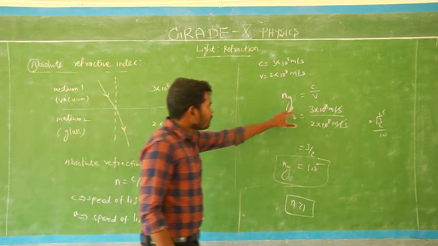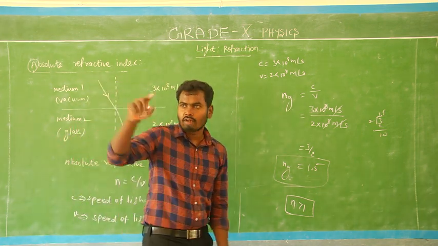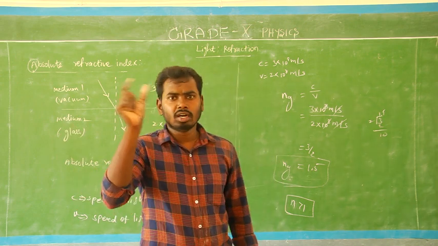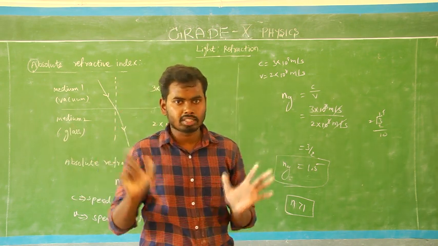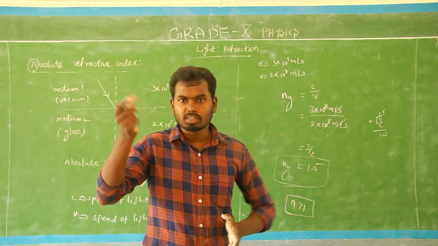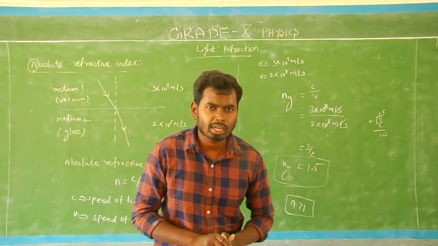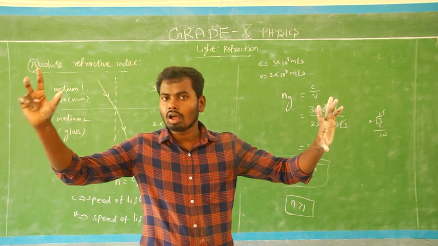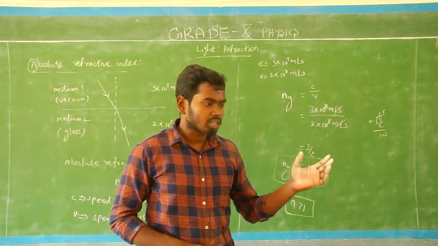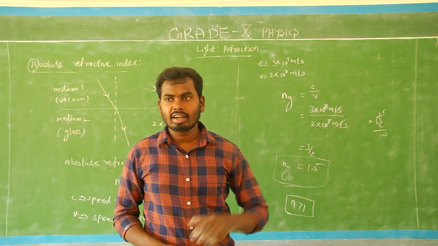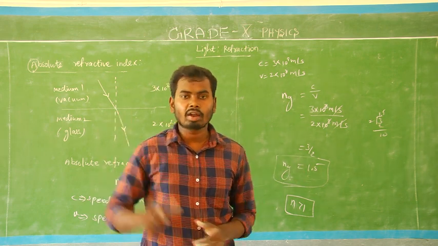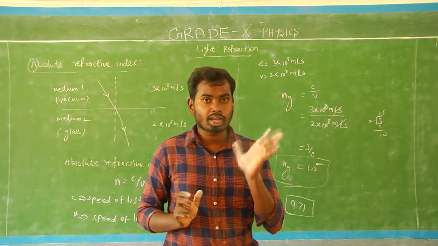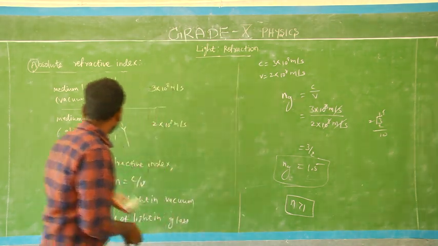Here we should not mention the word vacuum or medium, which means we should not mention that first letter. Why? Because this is for numerical purpose, to identify whether it is relative refractive index or absolute refractive index. As the refractive index of vacuum is 1, that's why we should not mention that, so you don't get confused.